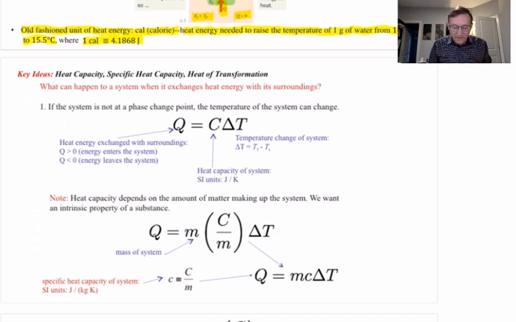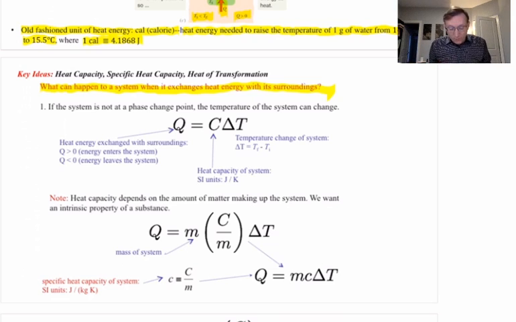So let's start with an overarching question. Let's ask, what can happen to a system when it exchanges heat energy with its surroundings? This kind of thing is going to happen quite frequently. We're going to have a system, it's going to have surroundings, environment, and it's quite likely that there's going to be an energy exchange as heat, Q, between system and environment. What kinds of things do we observe happen to the system? I'm going to talk about 2 of those things here. This is not an exhaustive list. There could be other things.